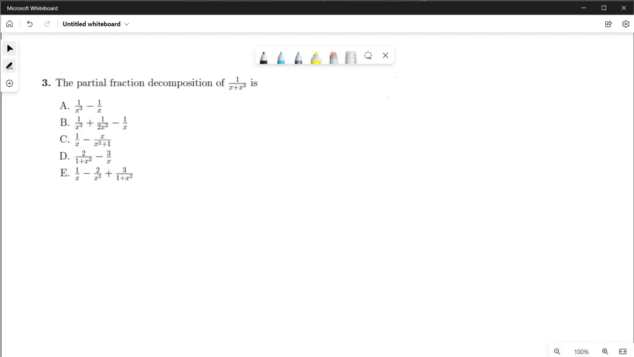Number 3, we have a partial fraction decomposition, and for this, let's first factor the denominator into different parts. So we can factor x out. It would be x times 1 plus x squared, right? And then our partial fractions would be, let's say, A over x plus Bx plus C over 1 plus x squared, right? This is a non-factorable higher power.